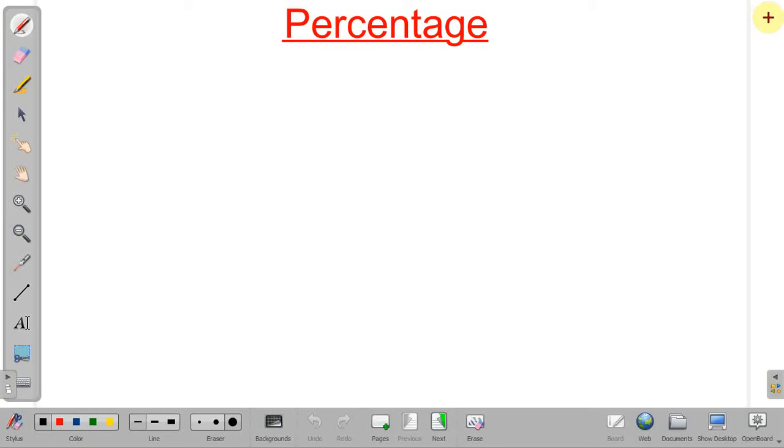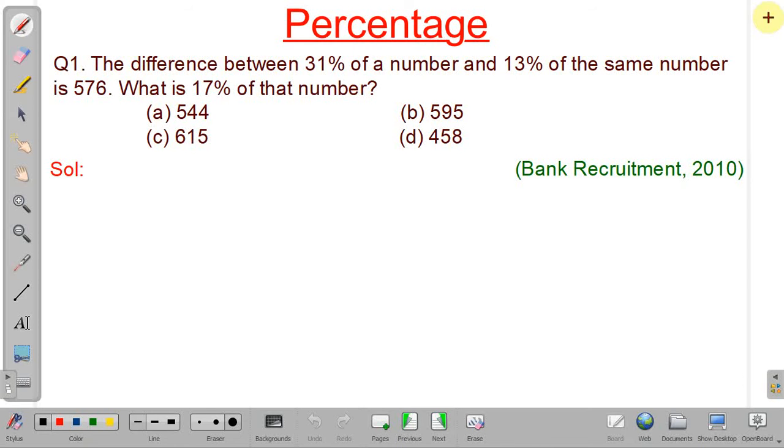In this lecture, we will discuss some important problems on the topic percentage. So let's start. See, in the first problem, what is given? The difference between 31% and 13% of a number is 576, and we have to find 17% of that number. Okay, so how can we solve this?